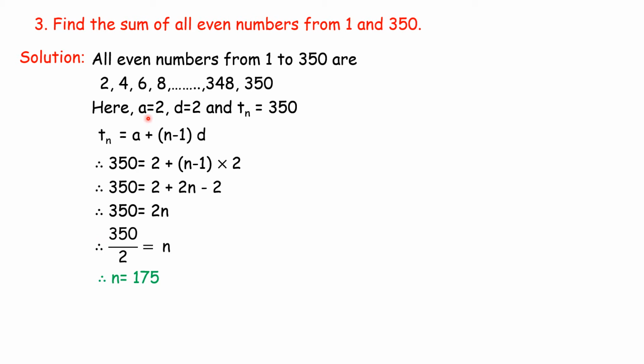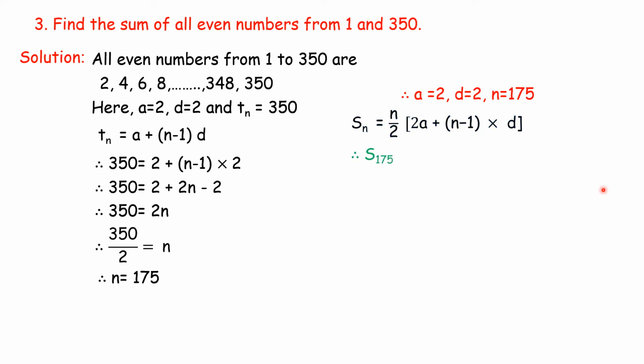Here, now we get the values of a, d and n. So, write down a is equal to 2, d is equal to 2 and n is equal to 175. The sum of all n terms is equal to n upon 2 into bracket 2a plus in bracket n minus 1 into d, complete the square bracket. Now substitute the values: 175 upon 2 in square bracket 2 into 2 plus 175 minus 1 into 2.